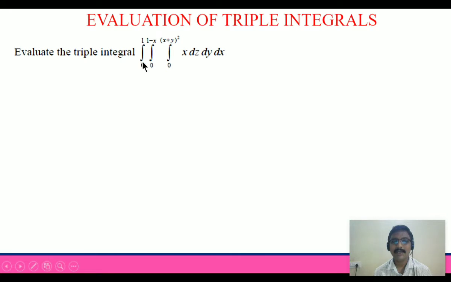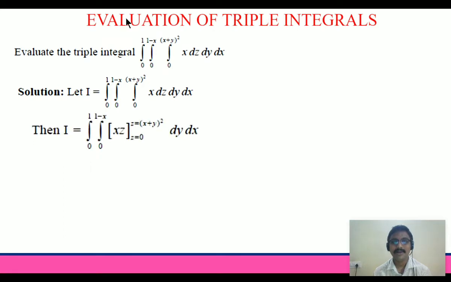Evaluate the triple integral, integral 0 to 1, integral 0 to 1 minus x, integral 0 to x plus y whole square, x dz dy dx. Solution: given integral, that is I. Here we have to apply integration order with respect to z and then y and then x, because z limits are here in terms of xy, y limits are in terms of x, and last outer integral limits are x limits. Those are constant limits. So the order is correct.